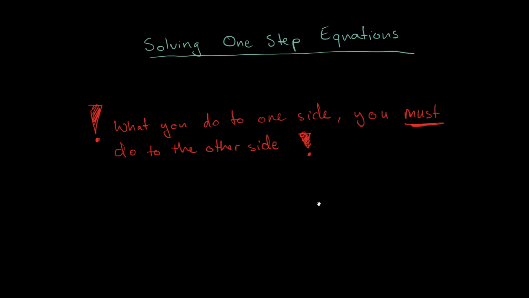So, let's review what an equation is. An equation is just a statement that says that two mathematical values are equal. So, for example, I can write 6 equals 6.